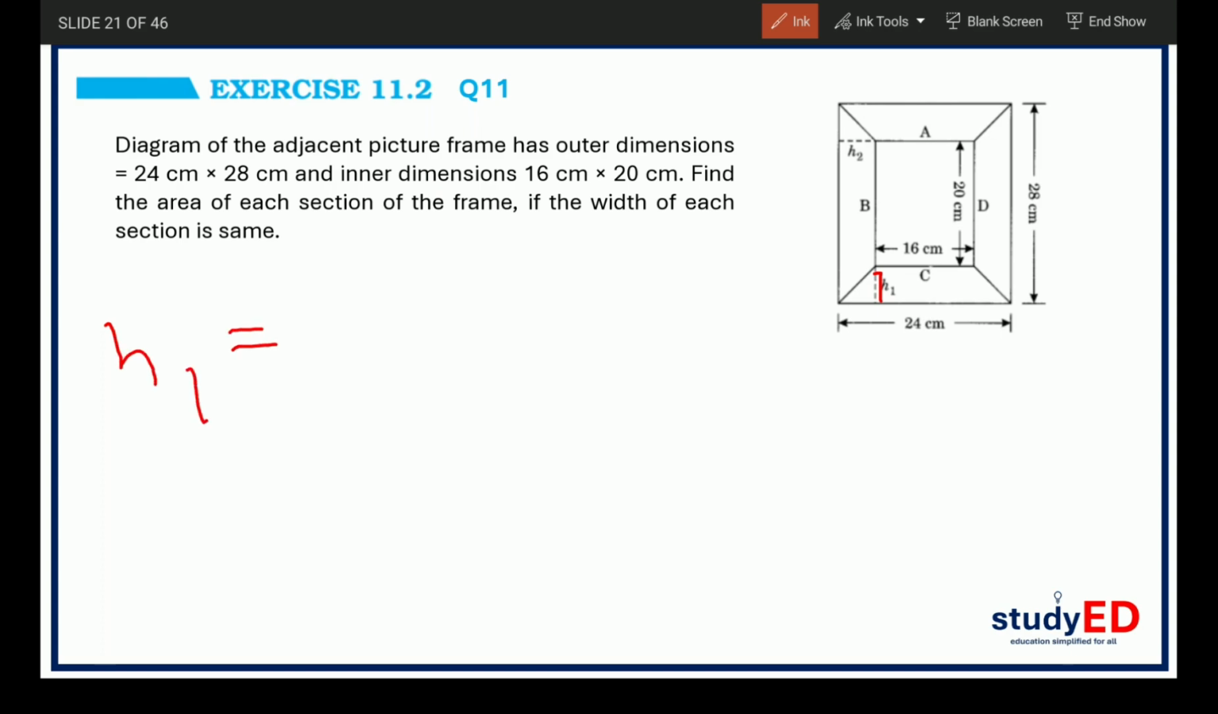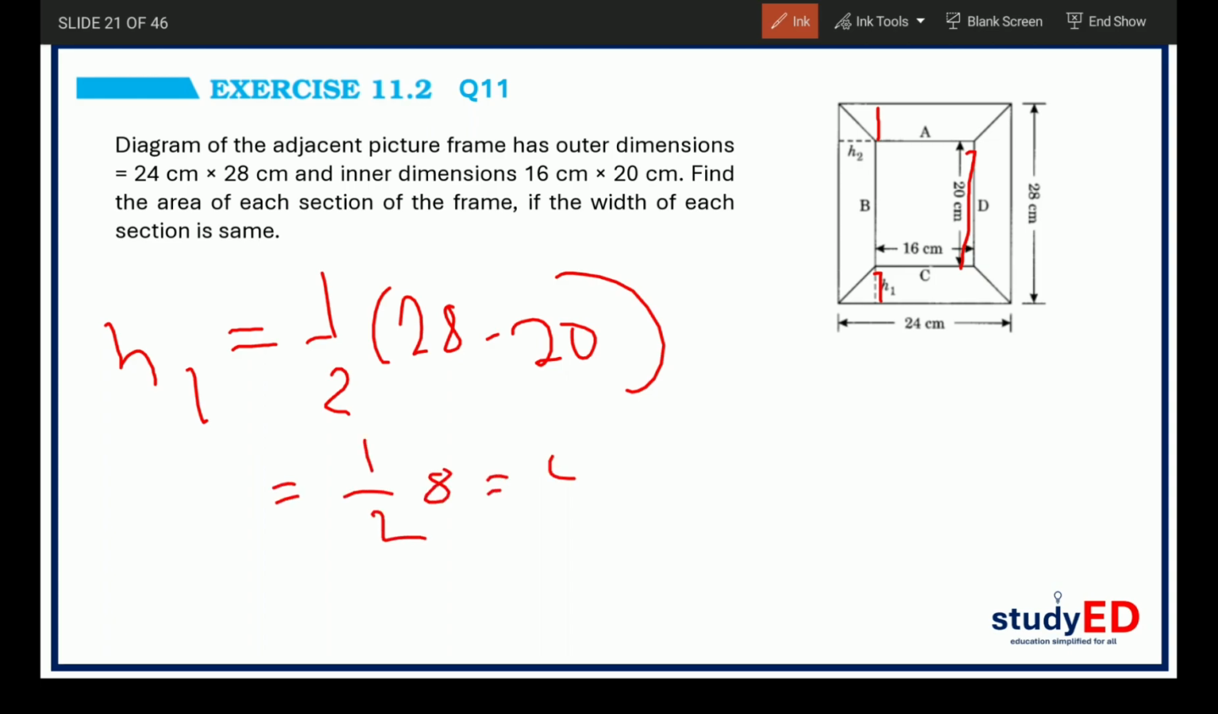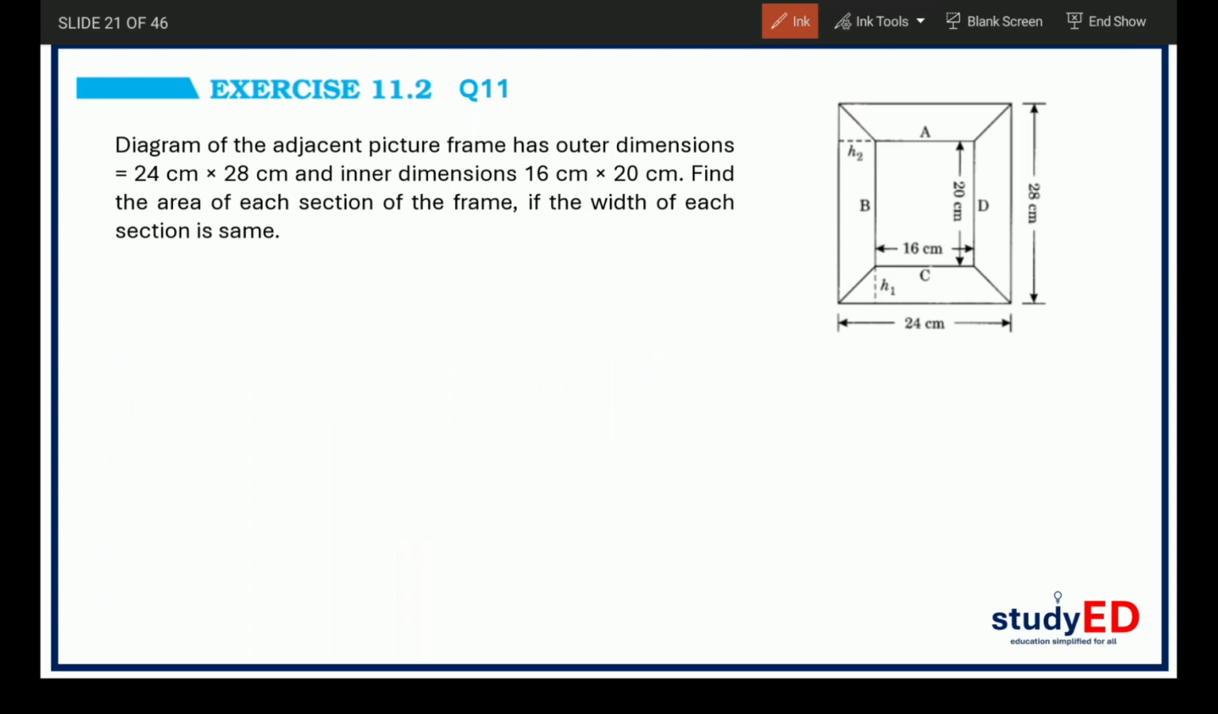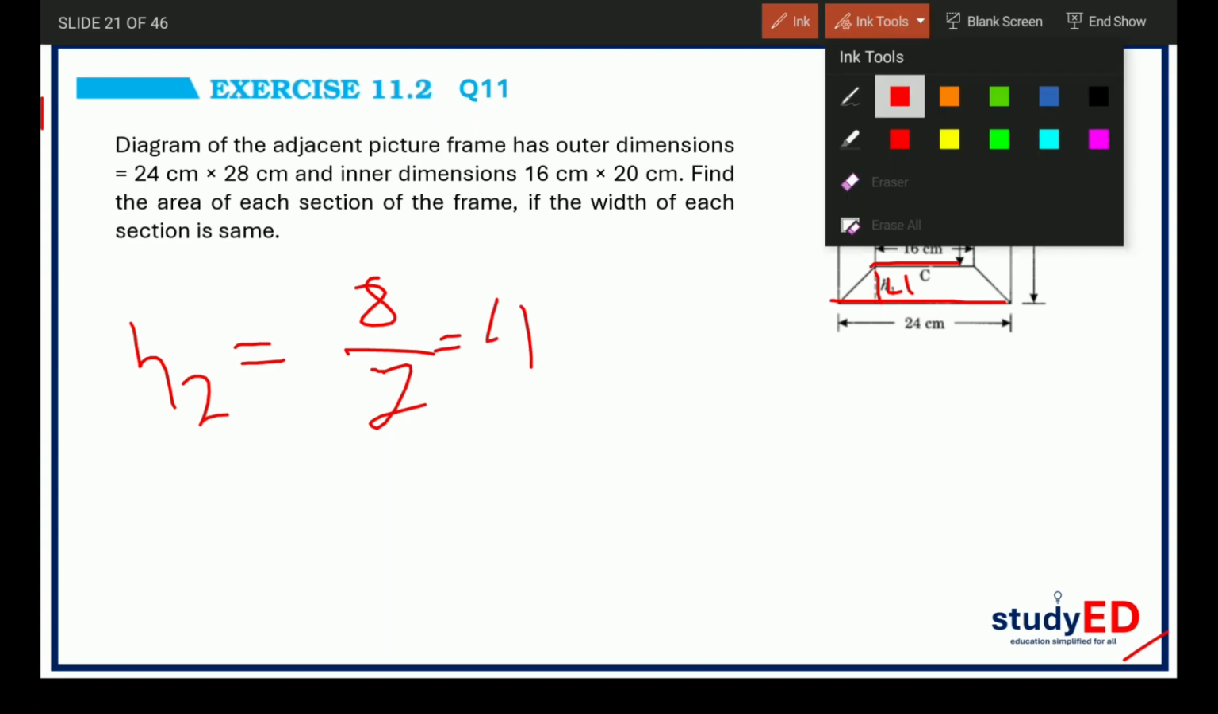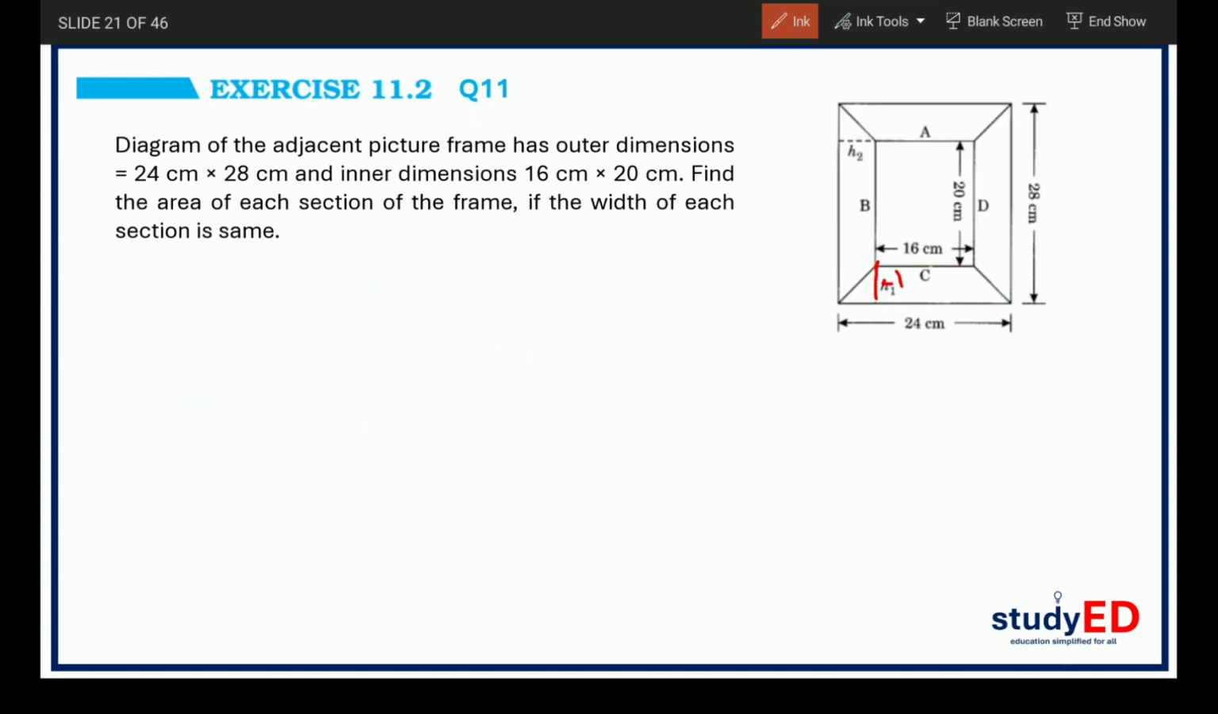we can see that there's an equal length over here as well, and this length is 20. So now height 1 is going to be 1 by 2 times 28 minus 20, because we're not taking h1 only, we're taking this one also. So 1 by 2 times 8, which is 4. So height 1, aka this width, is going to be 4. Let's mark that off. And the same applies for h2 over here. There's a length of 16 and total length of 24. So h2 should also be 8 divided by 2, 4. So h1 and h2 are nothing but 4.